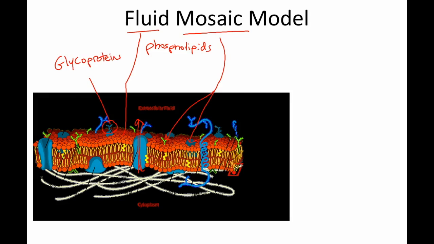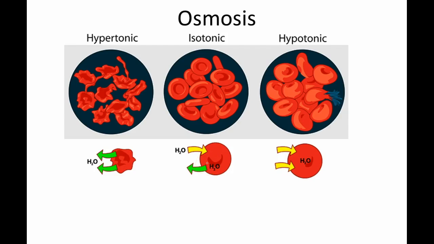Glycoproteins and glycolipids are considered ID tags for the cell. Up next is the topic of osmosis. Osmosis is going to be the movement of water across a membrane. It's a classic example of taking different cells and putting them in different salt solutions. This is going to cause the cells to either shrink or burst or remain the same.